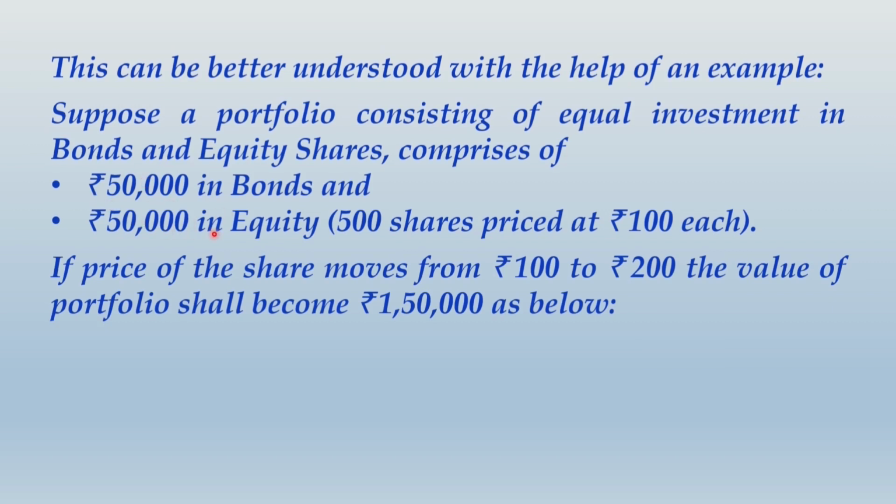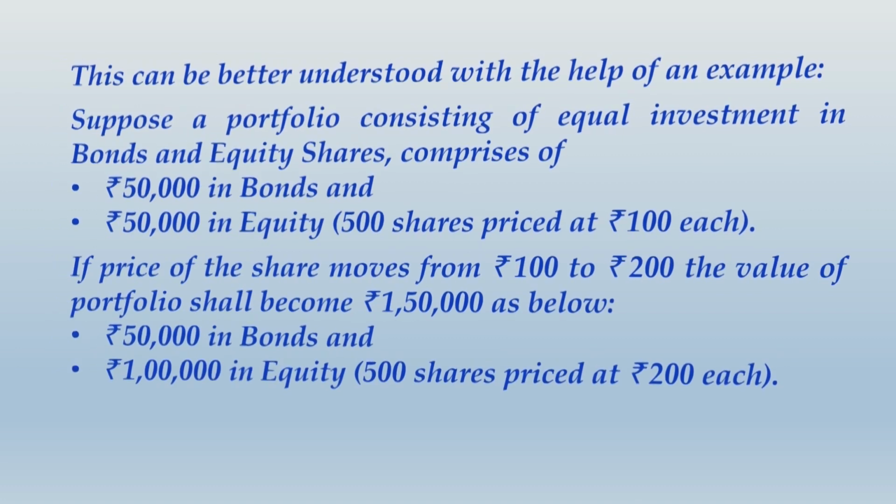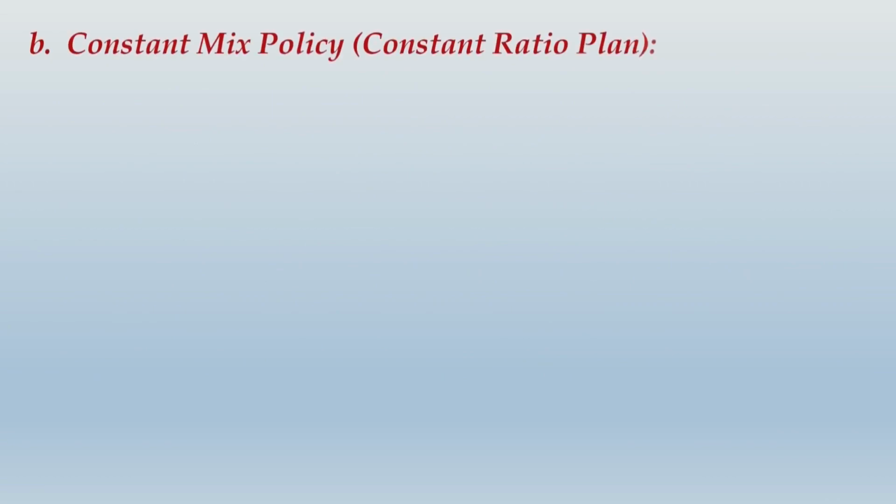And what will happen to the value of equity? The value of equity will be 500 shares remain as it is because we have not invested or disinvested in these shares, but the market price per share, from 100 it has become 200. So 500 shares multiplied by 200, this amount will become rupees 1 lakh. So what will be your outcome? Rupees 50,000 in bonds remain as it is, and rupees 1 lakh in equity, that will be 500 shares priced at rupees 200 each.